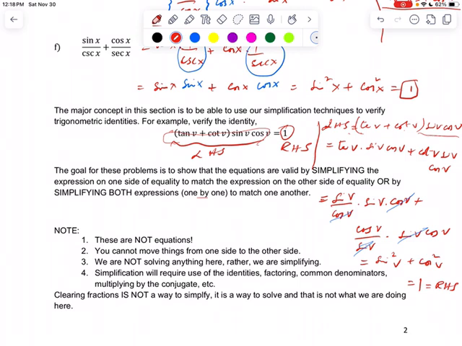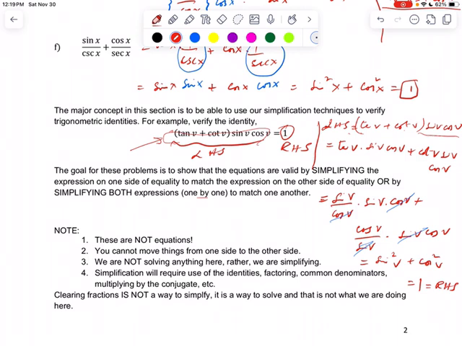We do this by simplifying the expression on one side of the equation to match the expression on the other side, or by simplifying both expressions one by one to match one another. Sometimes the left side is complex and the right side is also complex, so we can start with the left hand side and work our way to simplification without having a clear goal in our head. In the example I just showed you, our right hand side is 1, so our goal is to get our left hand side to equal 1.